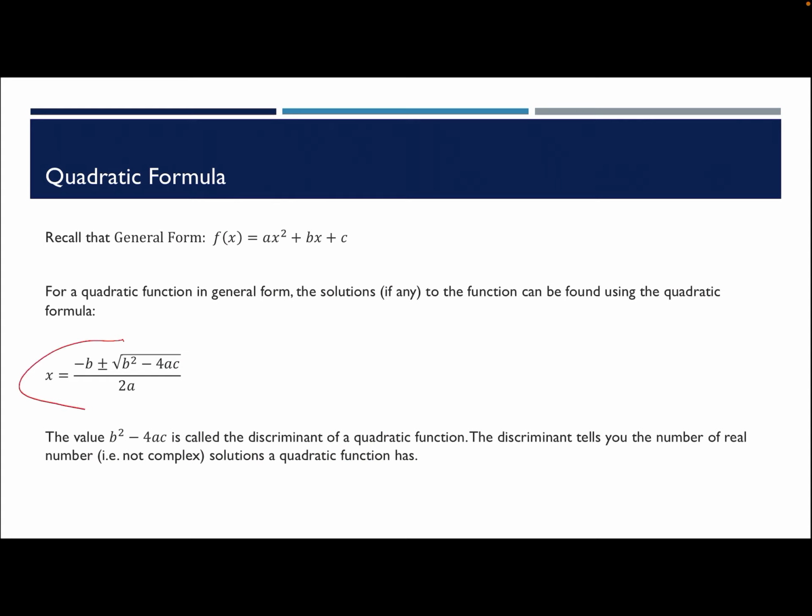And finally, the quadratic formula is x equals negative b plus or minus the square root of b squared minus 4ac divided by 2a.